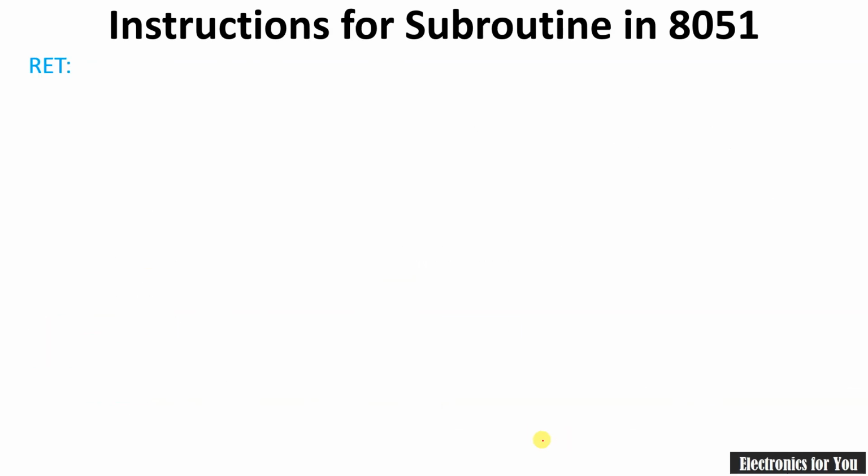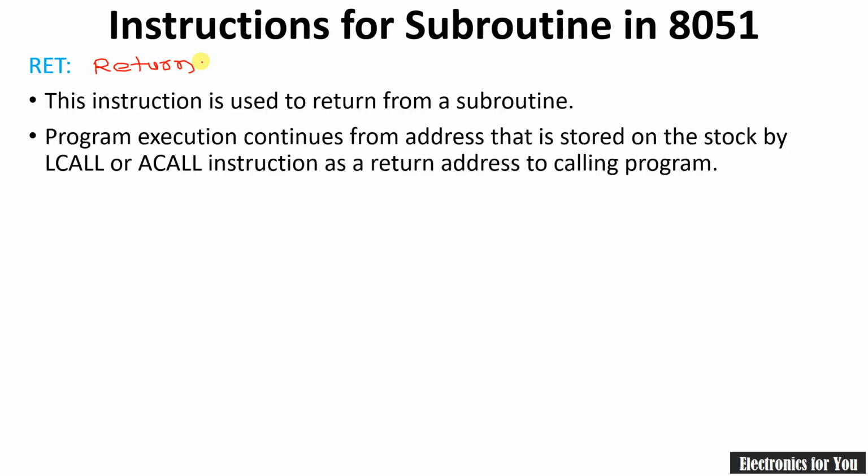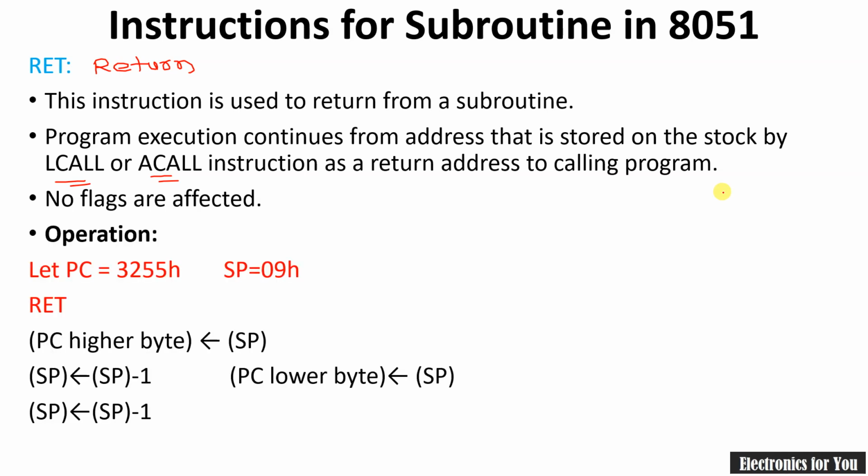Now let's see the next instruction, that is the return instruction. The return instruction is used to return from the subroutine to the main program. Okay, and this is generally used at the end of any subroutine. Once we use the LCALL and ACALL instruction and the program counter is modified with the next address, after the return instruction we will come back, and here the flags will remain unaffected. In LCALL and ACALL instructions also the flags remain unaffected.